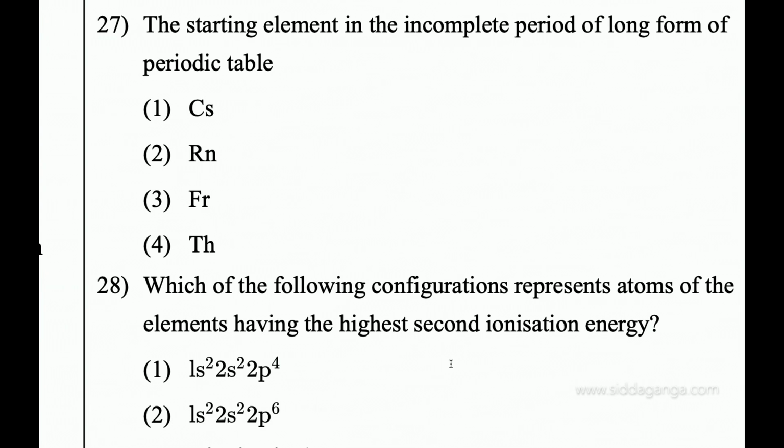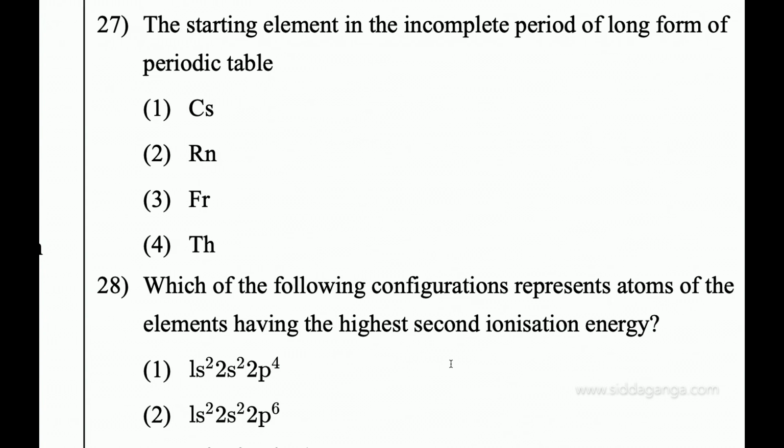The starting element in the incomplete period of the long form of the periodic table. Cesium, radon, francium and thorium are given. Radon, francium and thorium are the radioactive elements. Cesium is an S block element. All of these are S block elements in the periodic table. How many periods are there in the periodic table?